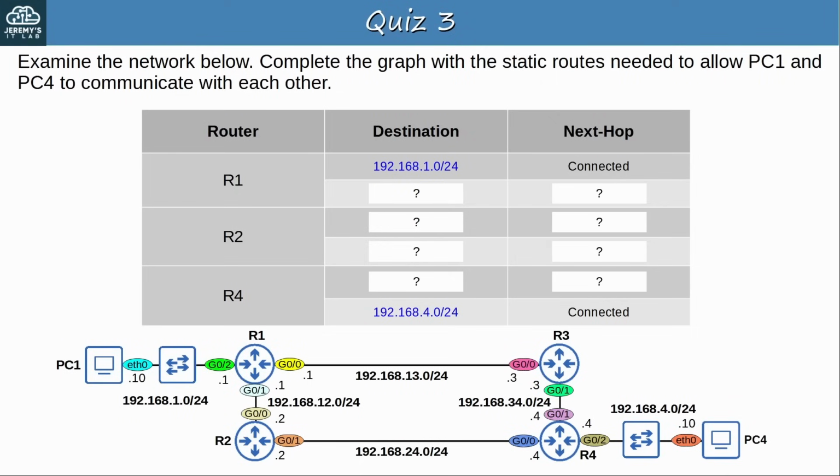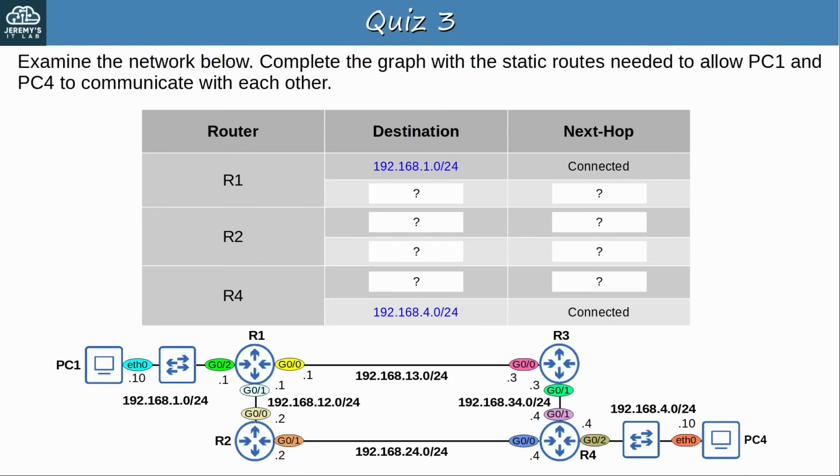Examine the network below. Complete the graph with the static routes needed to allow PC1 and PC4 to communicate with each other. Pause the video now to think about the answers. Okay, let's check. Note that the graph specifies R1, R2, and R4. We're not using the path via R3 this time. So each router in the path needs a route to 192.168.1.0/24 and a route to 4.0/24.